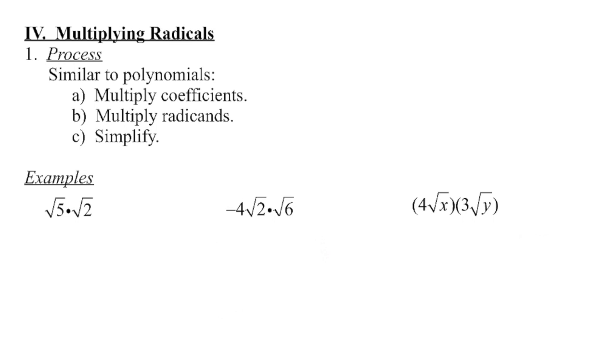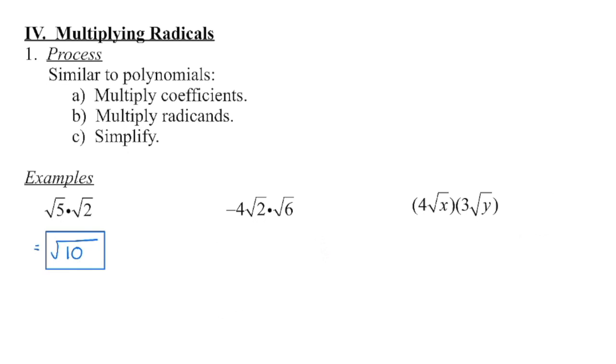Let's try some radical examples here. So again, there is a process. Let's go ahead and multiply the coefficients. So this has a coefficient of 1 times 1, which is just 1. Then we're going to multiply the radicands. 5 times 2 is 10. So we have just 1, which we don't need to write down, times the square root of 10. And then if possible, simplify. So check, are there any perfect squares within that radicand? There are not. So this is fully simplified.